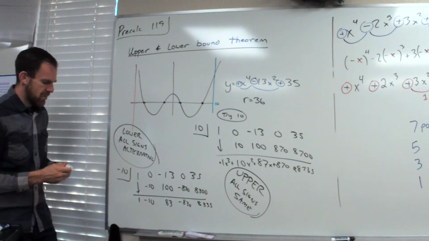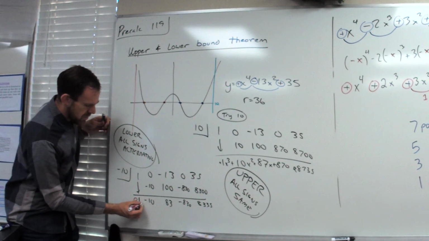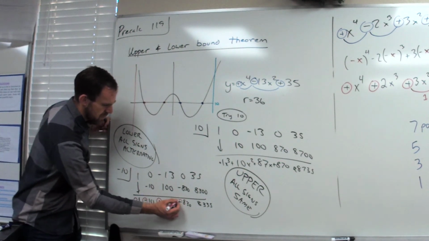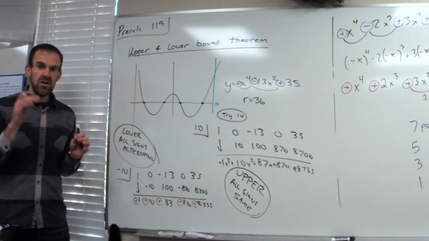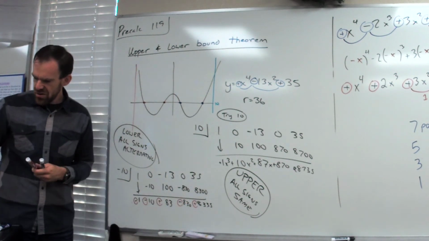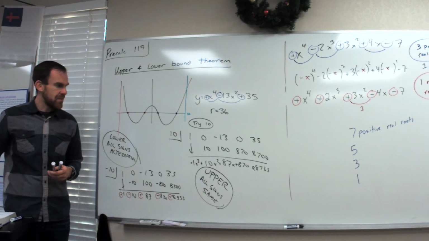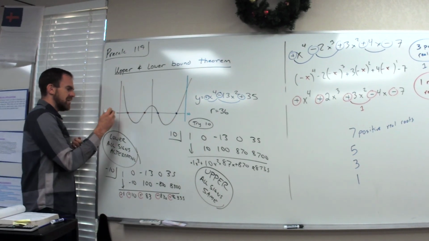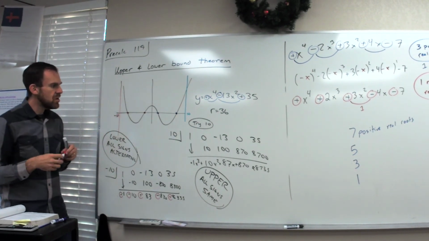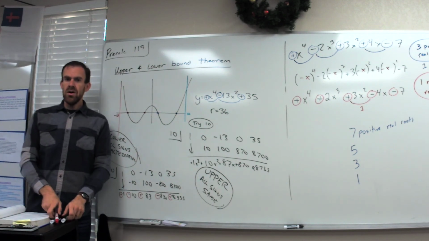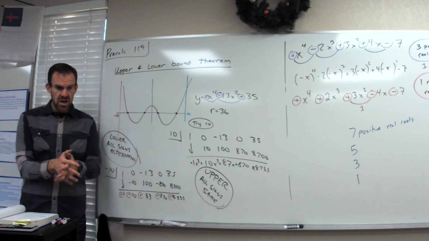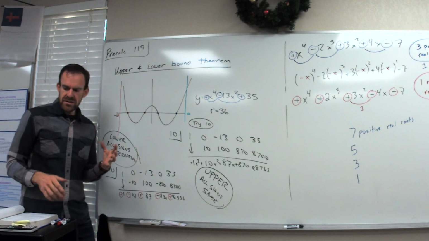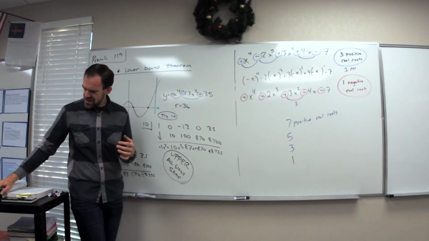So what do we see here? Well, I have a plus, minus, plus, minus, plus. They are all alternating, and so that allows me to say that negative 10 is a new lower bound. Woo! So let's recap.